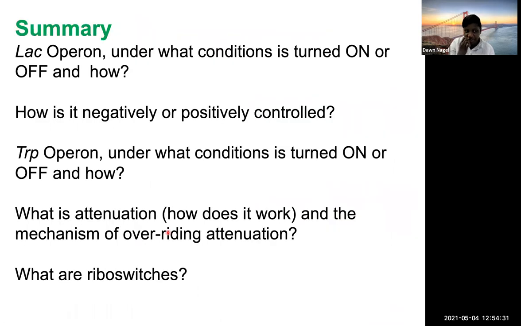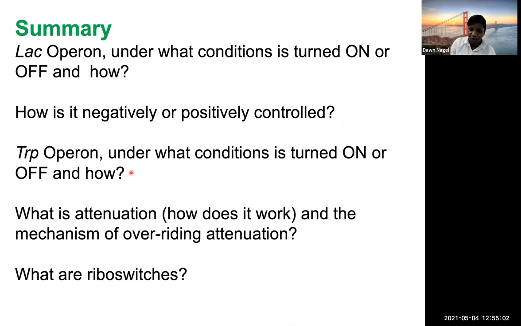So just to summarize this part before we get into lecture 8, things that you want to think about is, we've already discussed this and we had some examples. How does the lac operon function, right? Under what conditions is it turned on or off, and how? What are the players that are involved in turning them on, like the repressor, the inducer, etc.? How is it negatively or positively controlled?